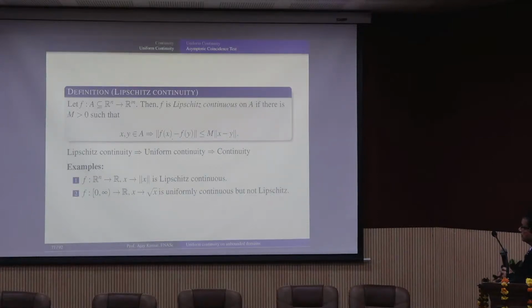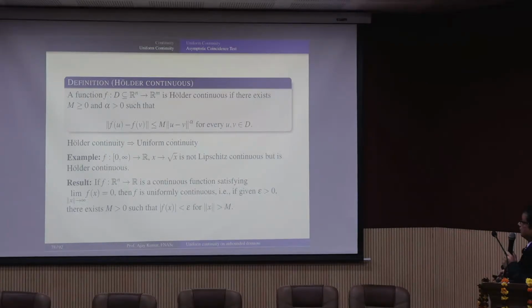So there is a Lipschitz condition even on Rn. Lipschitz condition implies uniform continuity. Uniform continuity implies continuity. So root x is uniformly continuous but not Lipschitz continuous. Similarly, there is Holder continuity. Holder continuous implies uniform continuity. Root x is not Lipschitz continuous but is Holder continuous.